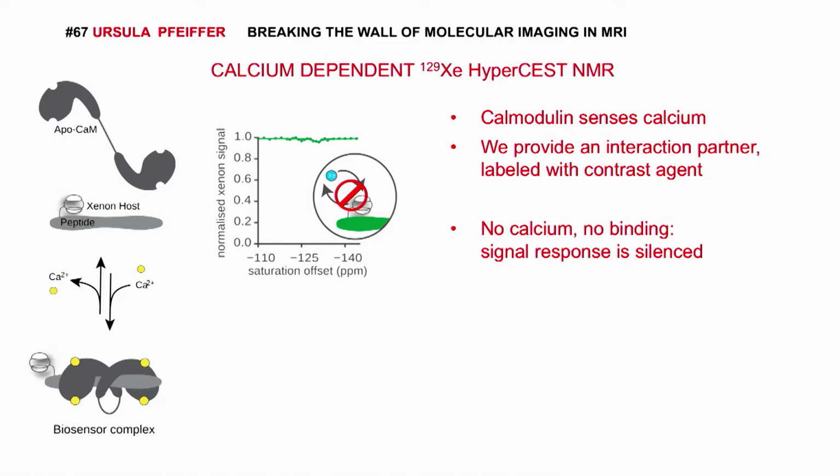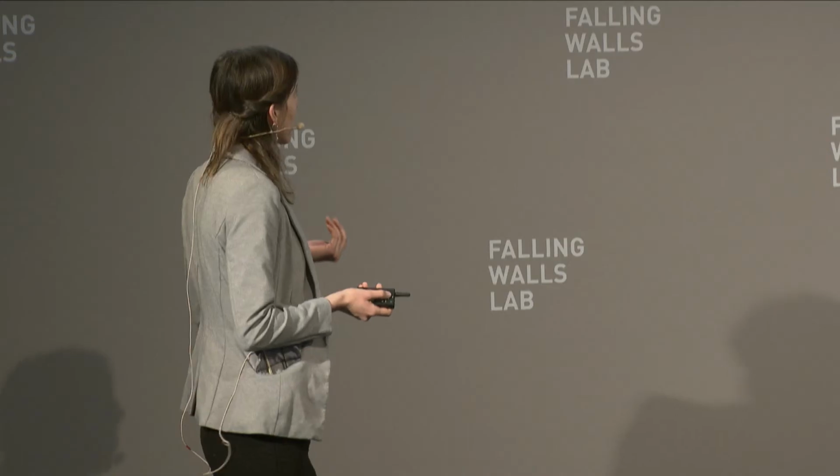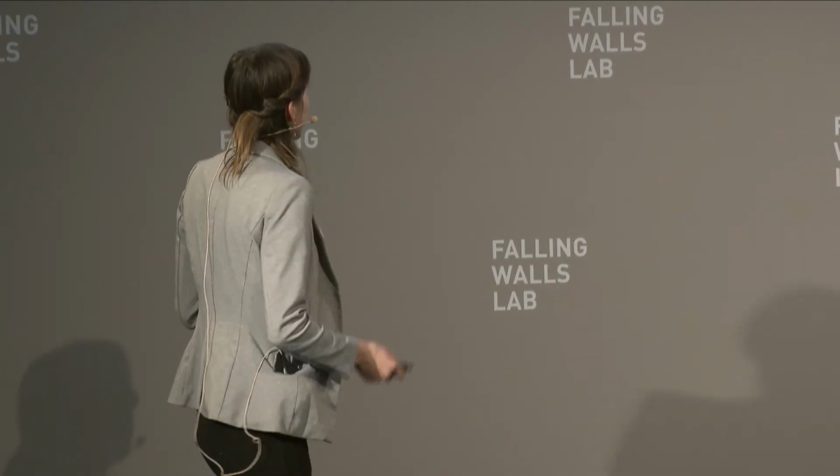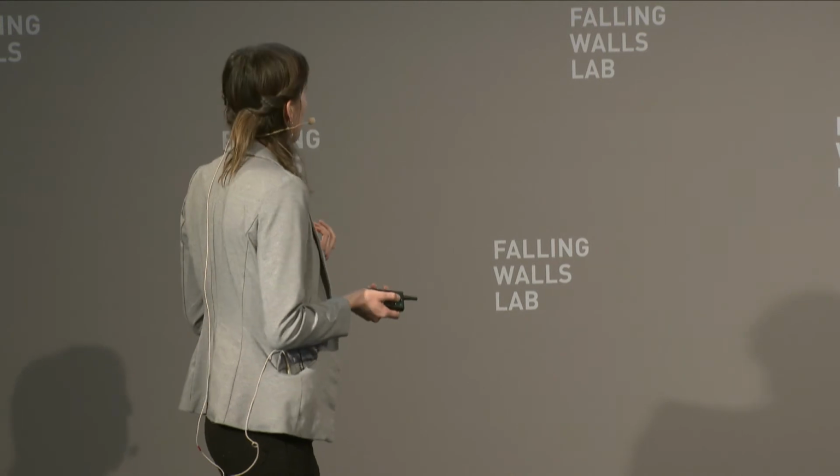So when there's no calcium, my response is silenced. Only when enough calcium is present beyond a certain threshold, calmodulin will sense it, perform the molecular hug, switch my contrast agent on, and I can generate negative contrast, which is highly robust.